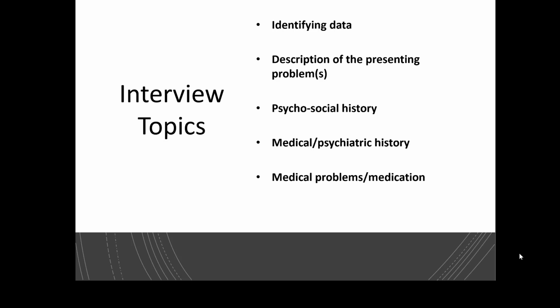Followed by psychosocial history, looking at the client's developmental history, education, social and occupational history, and early family relationships. And then looking at medical or psychiatric history. Does the client have a history of medical or psychiatric treatments? And finally, medical problems or current medication the client might be using. Discussion of any present medical problems, things the client is being treated for, and current medication that the client is taking.